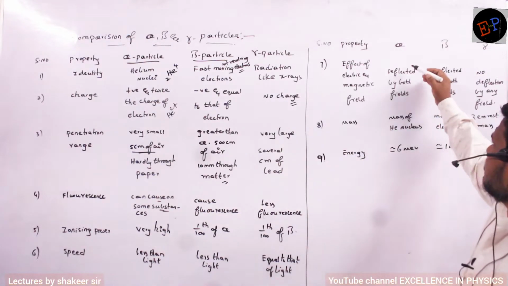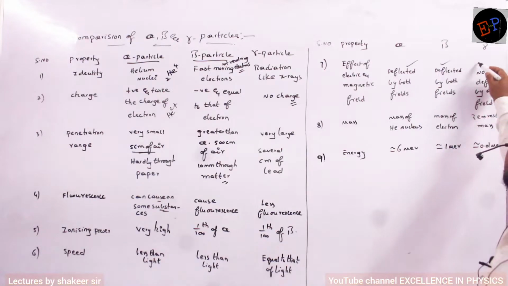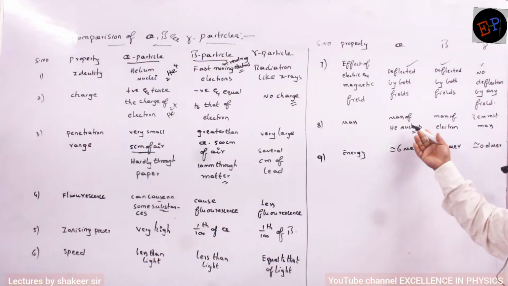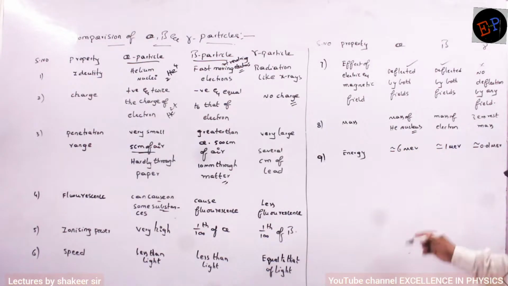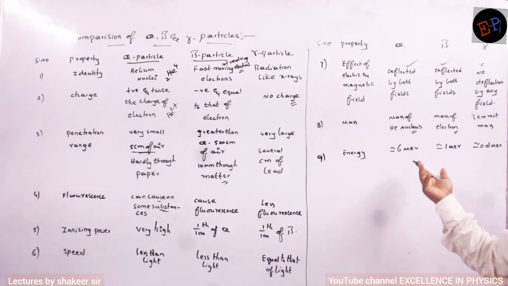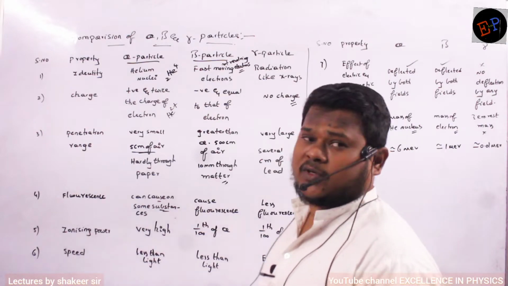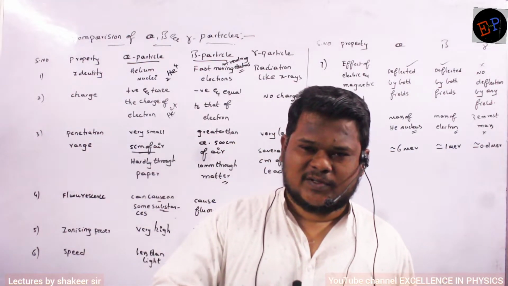Okay. So deflected by both fields. This is also deflected by both fields, but here you cannot find any deflection. Okay. Next, mass. Mass is exactly equal to the mass of a helium nucleus, because an alpha particle is nothing but a helium nucleus, and this is exactly an electron, so the mass of an electron, and it doesn't have any rest mass. Photon does not have any rest mass. Photon cannot be in rest position, first of all.